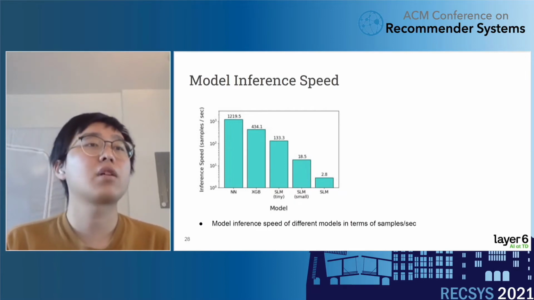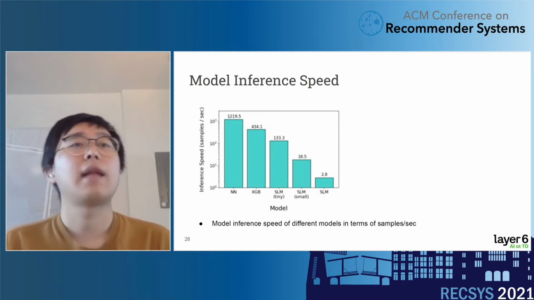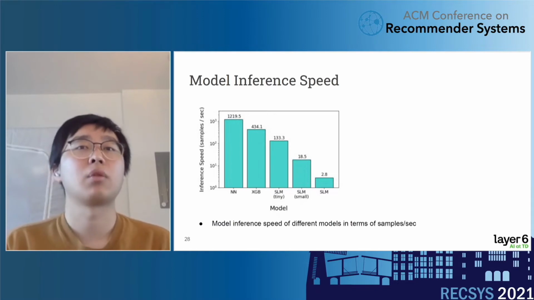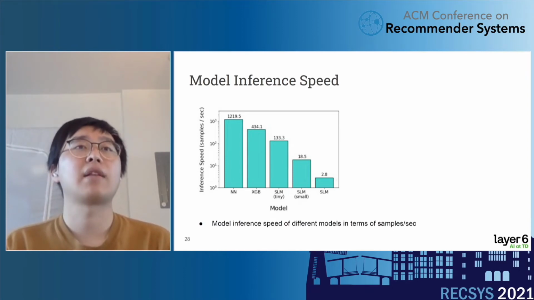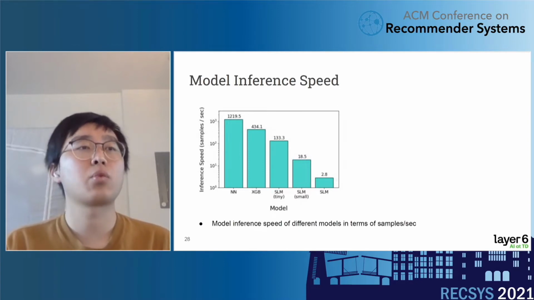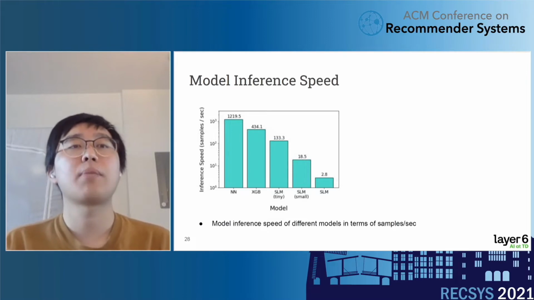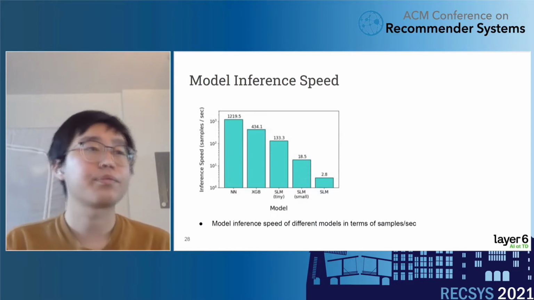And from the figures, we can see that both the NN model and XGBoost models are very comfortably above that threshold, with NN being almost 120 samples per second, and XGBoost at 434 samples per second. So XGBoost is around 3 times slower because in our model, we use 4 separate XGBoosts and ensemble them at the end, which can only be run sequentially if we only have 1 GPU. That's why it's almost 3 times slower.